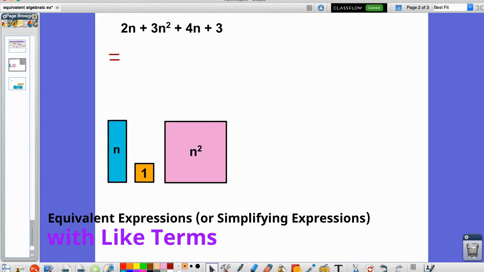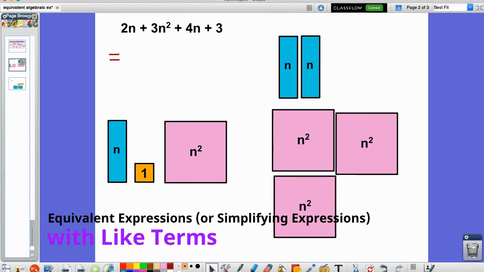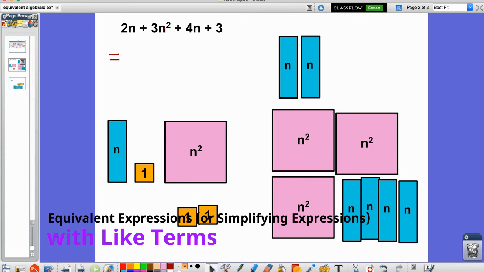Here we want 2 times n, or 2 groups of n. And then I want 3 groups of n squared, or 3 times n squared. So here's 1, 2, and 3. Now I want 4 groups of n. So 1, 2, 3, and 4. And I want 3 ones. So 1, 2, and 3.